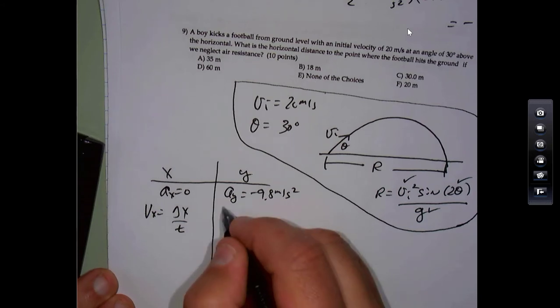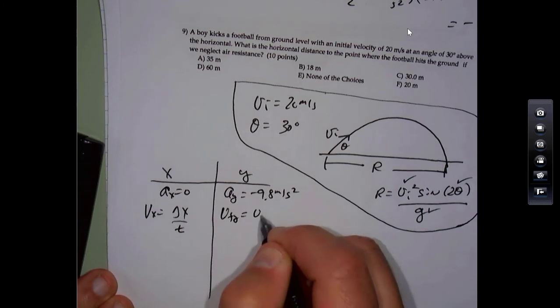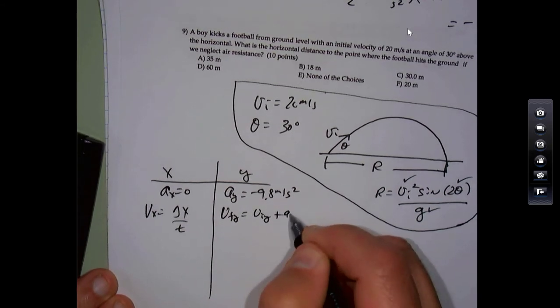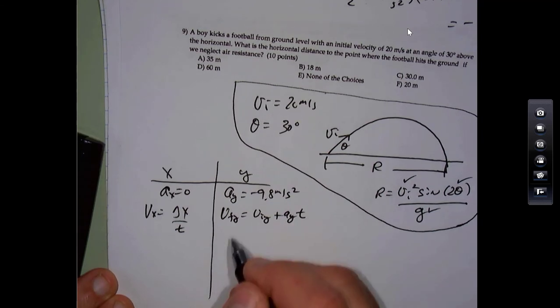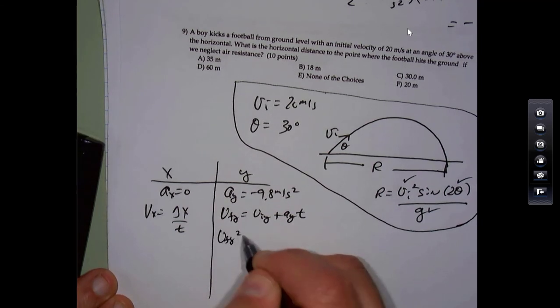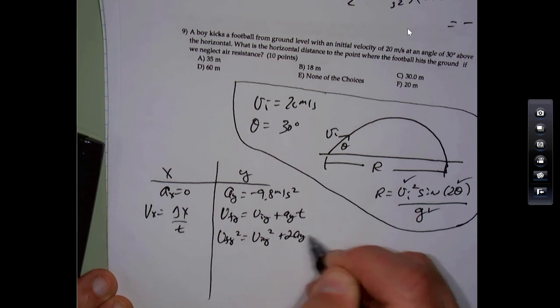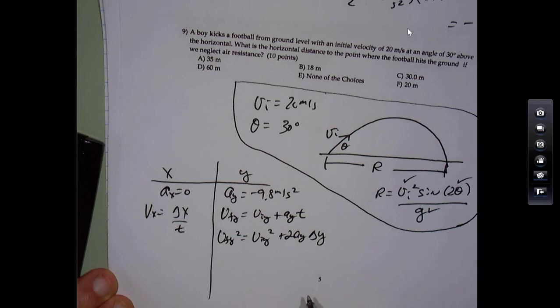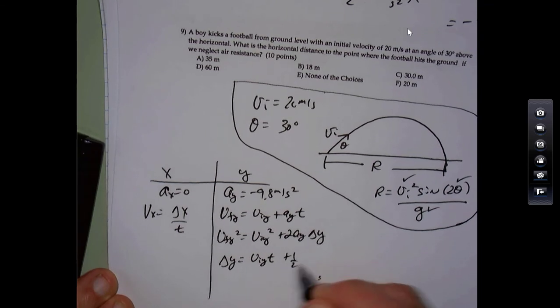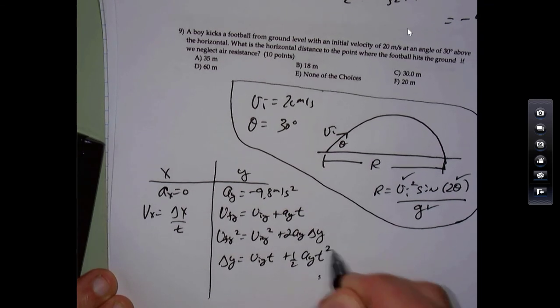So you have final velocity in the y is equal to the initial velocity in the y plus acceleration in the y times time. Velocity final squared in the y is equal to the initial velocity squared in the y plus 2 acceleration in the y delta y. And then finally, delta y is initial velocity in the y times time plus 1/2 acceleration in the y t squared.